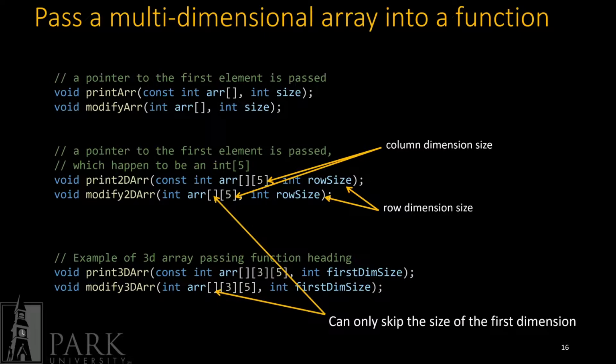Now it's important to note that you can only skip the size of the first dimension when passing the array into the function. However, you should always pass it as a size parameter. And this is going to be confusing when you first are using these. You have to remember that you pass in the first size as an argument, but any additional ones you pass in using the brackets.